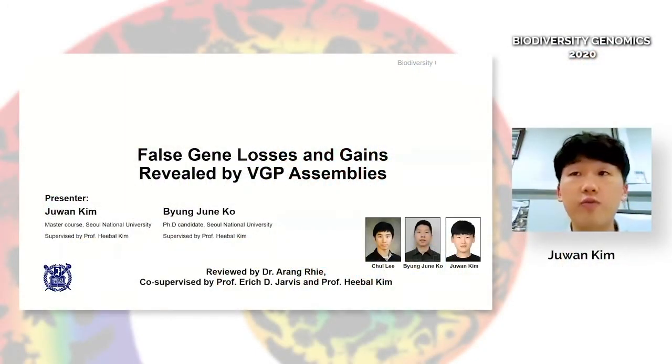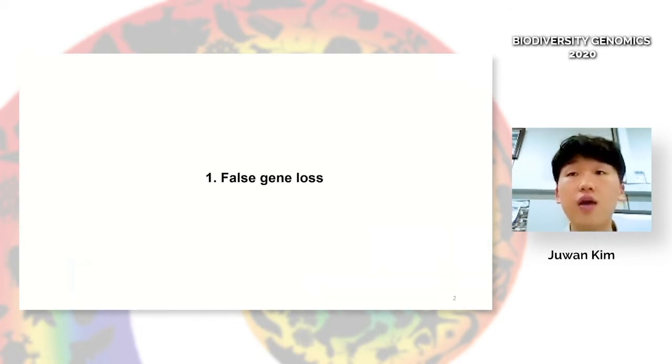Hello everyone, I'm Juan Kim from Seoul National University, and the title of today's presentation is False Gene Losses and Gains Revealed by VGP Assemblies. Before starting the presentation, thank you for giving me an opportunity to present today. I will give a presentation about the false gene loss part first, and Byung-Jun Ko will explain the false gene gain part next.